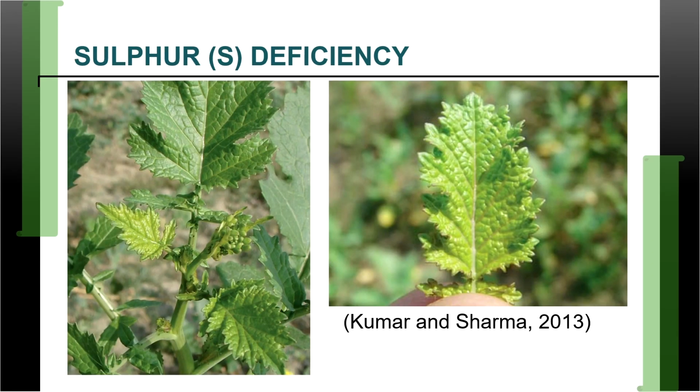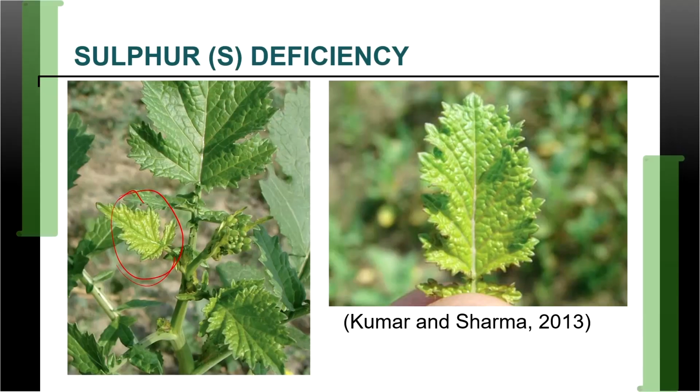Now we go to the sulfur. Here you can see the young leaves. The younger leaves are getting yellow. Uniform chlorosis may be there in younger leaves. So, it suggests that it is not mobile. If it was mobile, then deficiency symptoms would have come to the lower leaves. But in case of sulfur deficiency, the deficiency symptom will appear first on the younger leaves. So, it is just opposite of nitrogen.